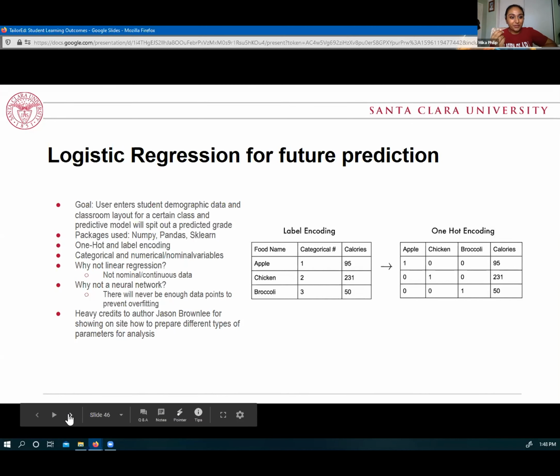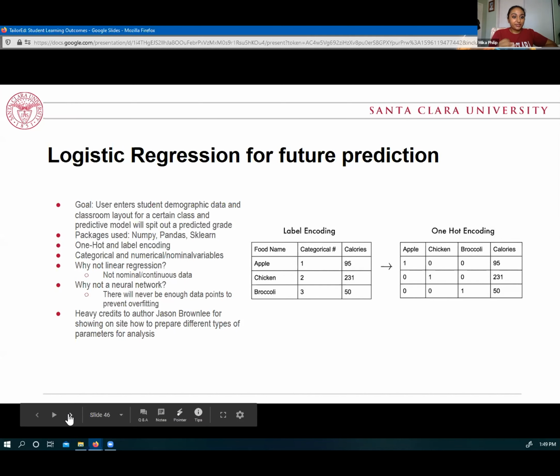For example, you can't put a number on what ethnicity a person is. It's not a continuous value between 1 and 10. It's a category. So linear regression is not the right model. In addition, we could have used a neural network, but we would risk overfitting because it's a very powerful tool. Logistic regression prevents that overfitting, and it is perfect for a mix of categorical and numerical data.